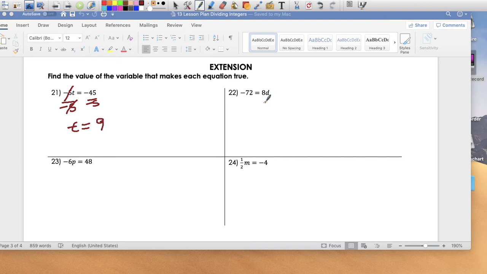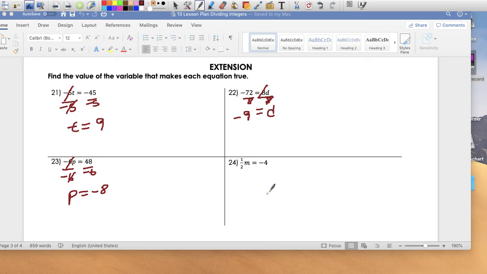So here, same thing. We want to isolate the variable. By isolating the variable, I want to get rid of the 8 and divide both sides by 8. And d equals -9, because it's a negative divided by a positive, and that gives me a negative. Same thing here. Divide by -6, divide by -6, cross them out. And p equals -8. This one says half of m equals -4.